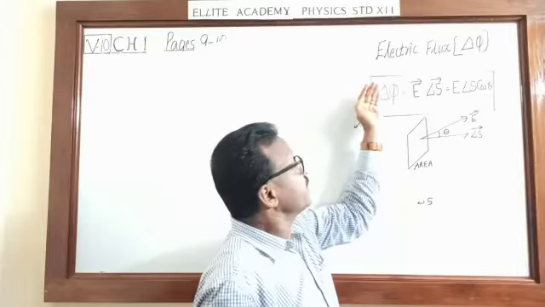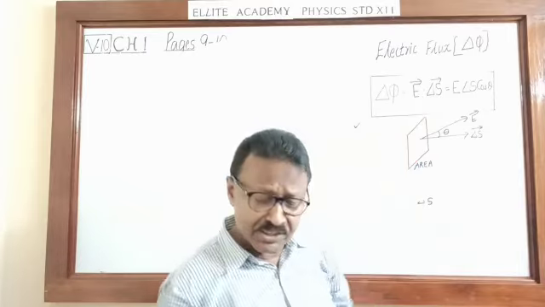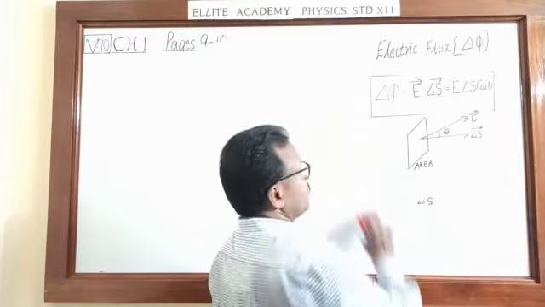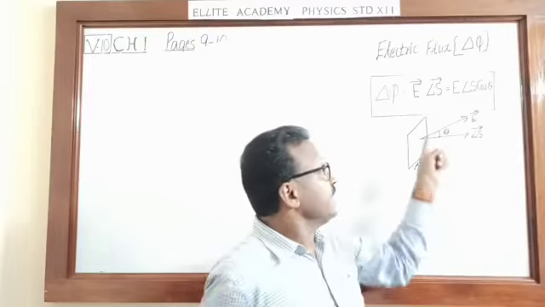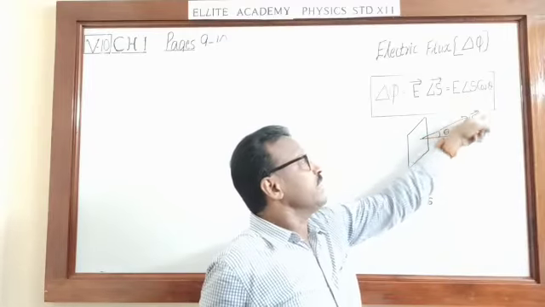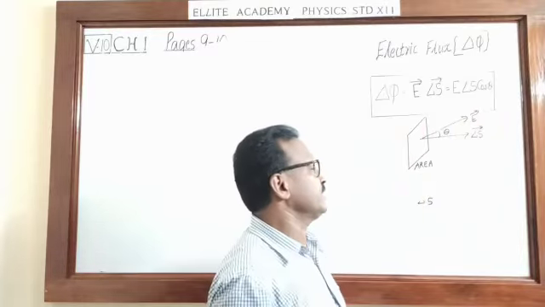Anything wrong? Instead of delta phi, I write phi only, nothing wrong. If I use some other notation, nothing wrong, but remember. So, what is electric flux? E delta S cos theta, where E is the electric field, delta S is the area, and theta is the angle between the two vectors.